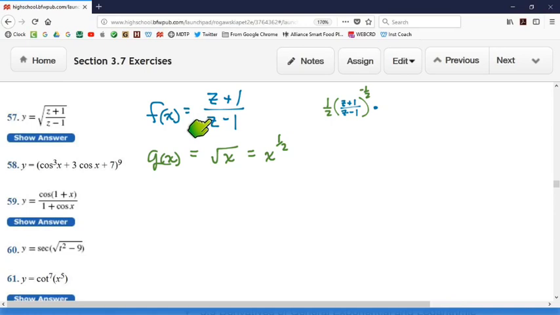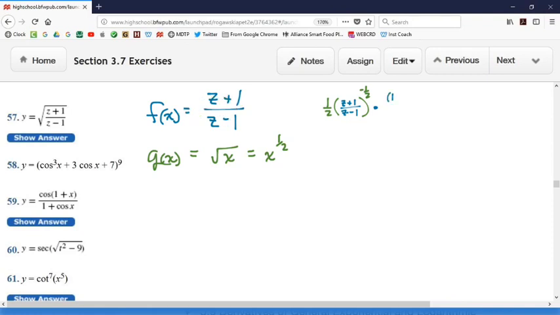Now, because there's a binomial on the denominator, if there's a monomial here, I would divide everything so I don't have to do the quotient rule. But because there's a binomial, I have to do the quotient rule. So, derivative of the top. What is the derivative of z plus 1? 1, because that's going to be a 0, and this is going to be 1.